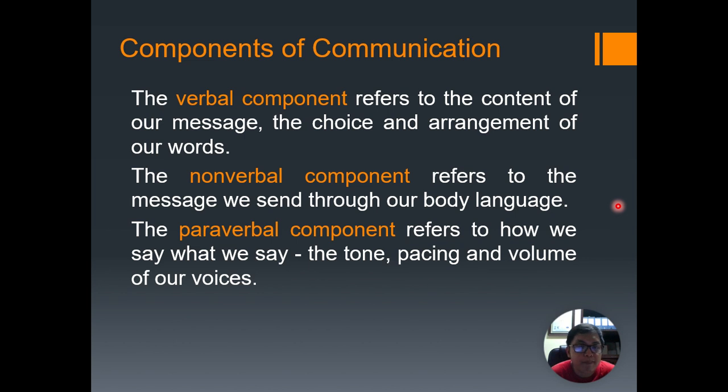And finally, the paraverbal component refers to how we say what we say, the tone, the pacing, and volume of our voices. We control how we say things. If we want to express that we're angry, we can express that using the tone that we have, besides using the words that we speak. Or we can even have a happy tone, right? Depending again on the feeling and the message that you want to convey throughout the rest of the communication process.